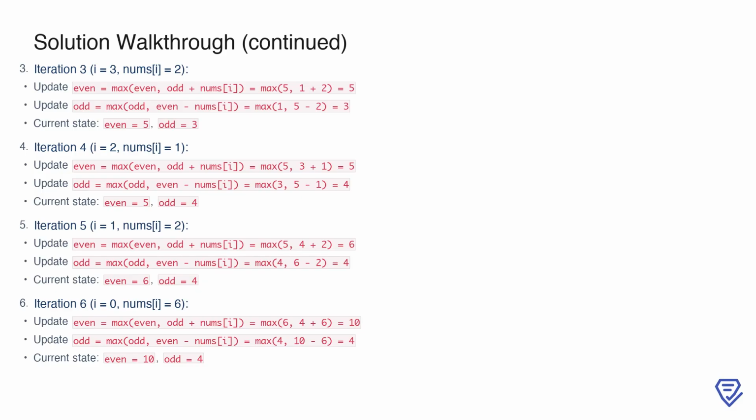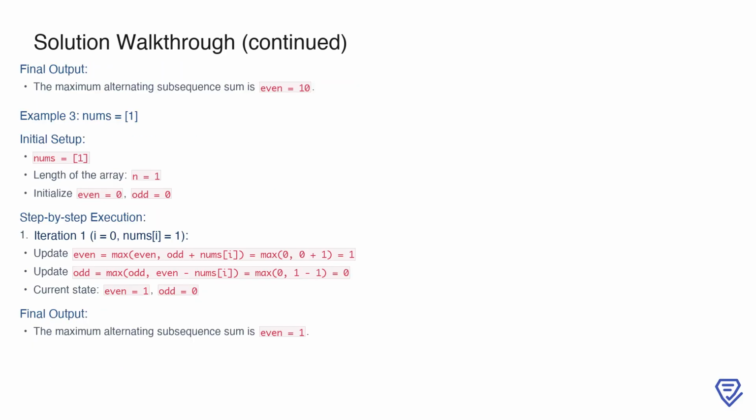After processing all elements, the final values are even as 10 and odd as 4, making the maximum alternating subsequence sum 10. In the third example, nums contains just one element, which is 1. The array length is 1, and we initialize even and odd to 0. Since there is only one element, we process index 0 directly.